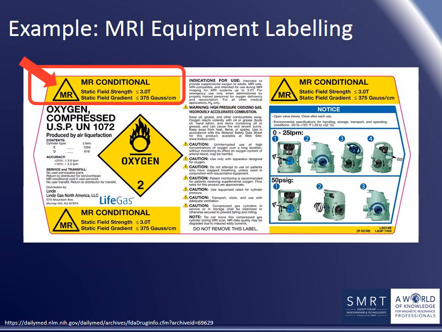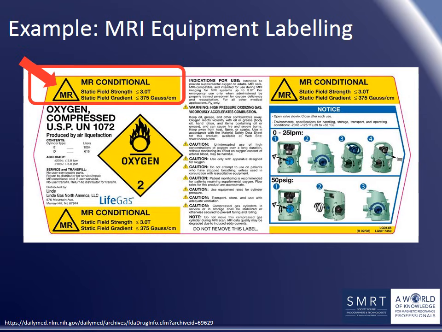This is an example of MRI equipment labelling. Note that for this piece of equipment, the MR conditions stipulate it is safe for MRI in environments with a static magnetic field of 3 Tesla or less, and at positions in the spatial gradient of the static magnetic field of 375 Gauss per centimetre or less.